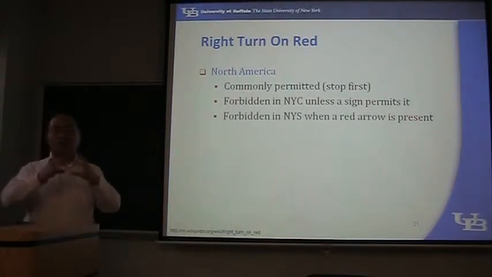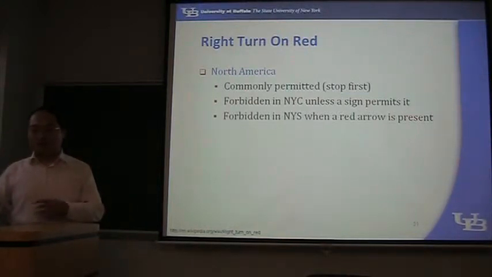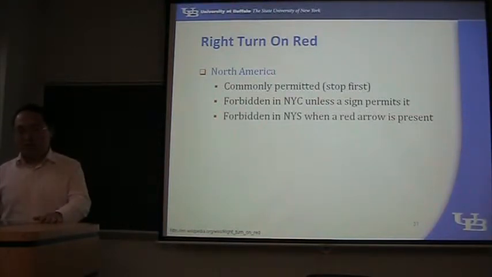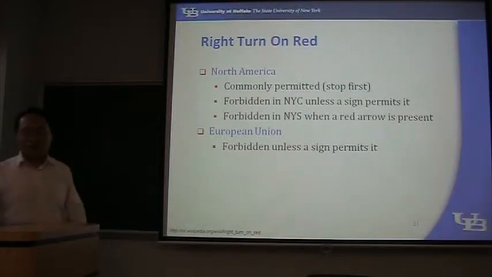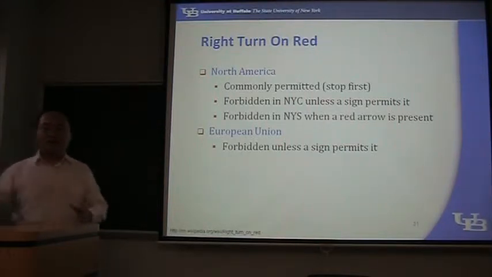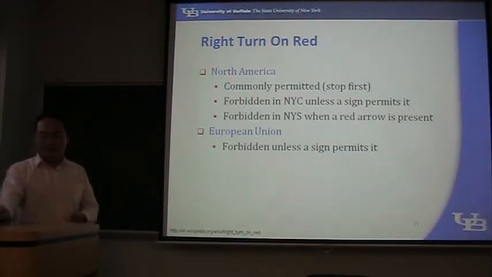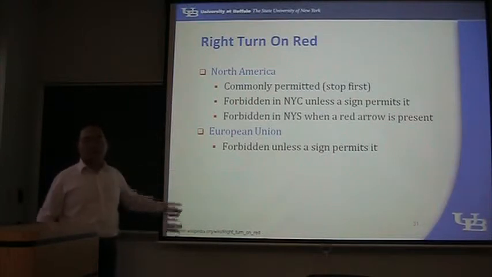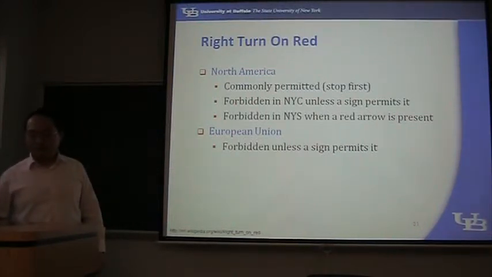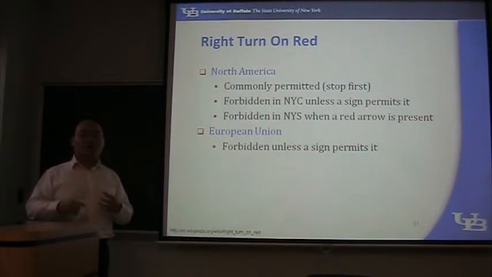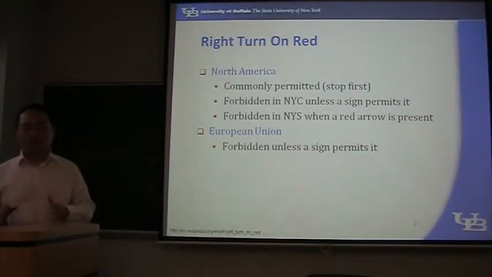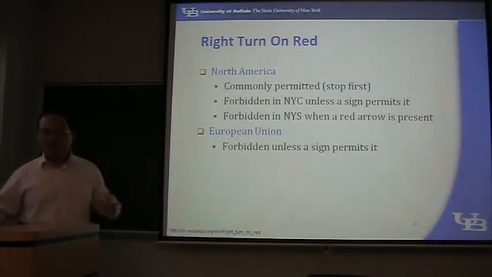So you see a red ball, you can still turn right. But if you see the red arrow, you are not allowed to turn right. How about Europe? In Europe, this whole thing is forbidden, like in New York City. So when you are modeling an intersection here, you have to be aware if you are using software from Europe or not. That will be different. Most of our introduced tools are from Europe, so be very aware that if this is the same.